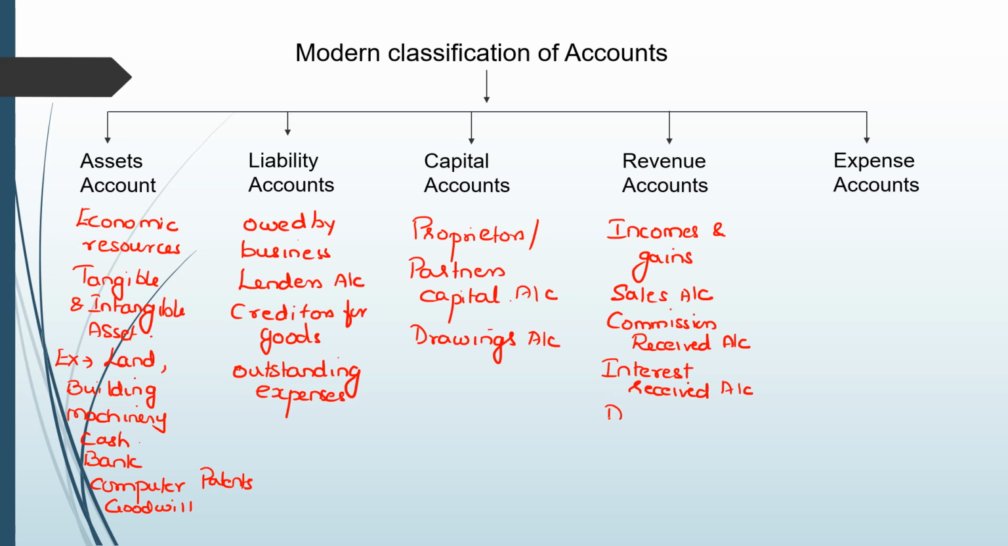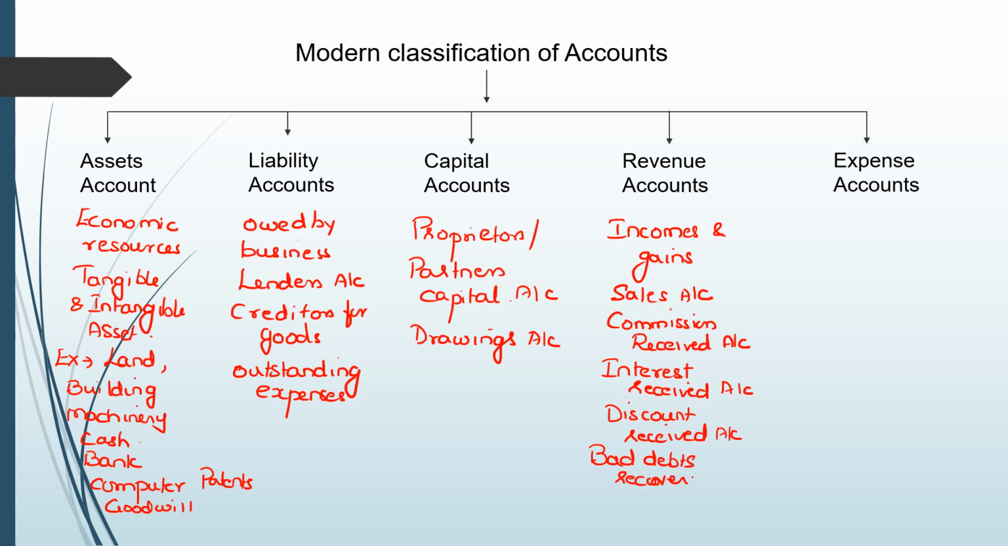Other than that, you can have items like discount received. When payment is being made, if a discount is received, less amount is to be paid, then that account would come here. Another example I can give you is bad debts recovered account.